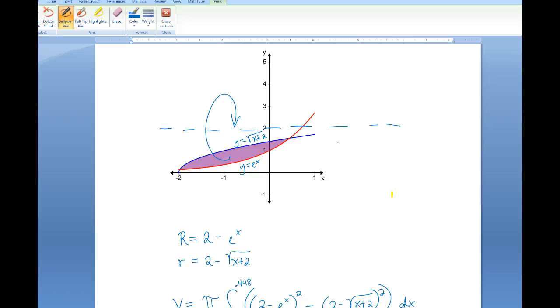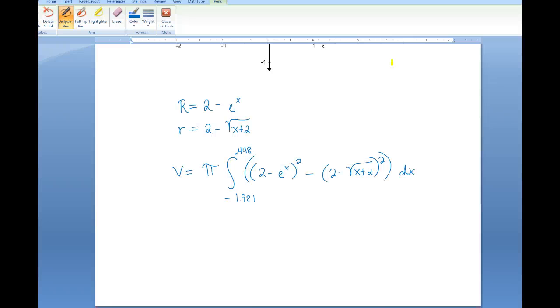So big R is the curve that's further away from the axis of rotation. Yay, well, I'm glad we figured out a way to sum that up.